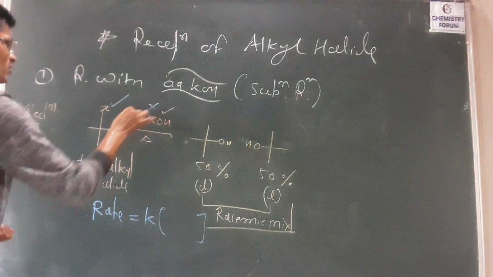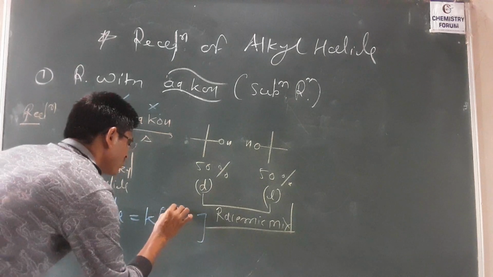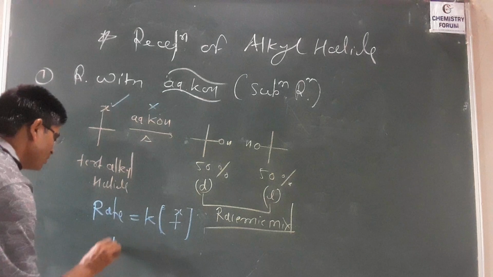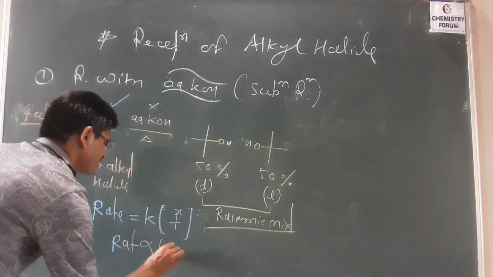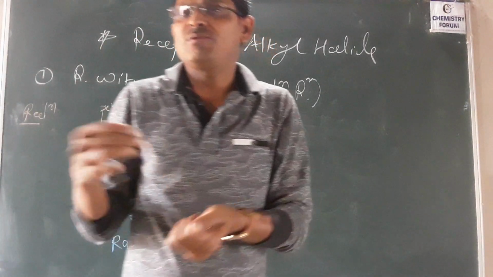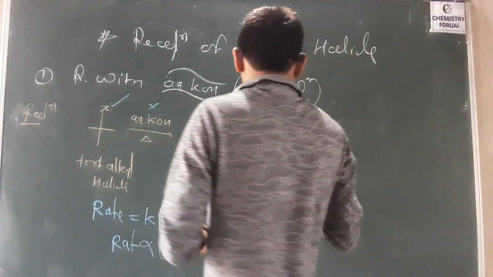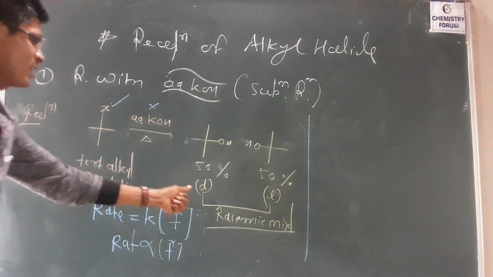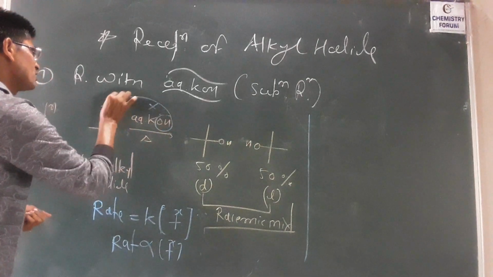Here the rate depends upon the concentration of only one reactant, only the tertiary alkyl halide. The rate is directly proportional to the tertiary alkyl halide. It may be tertiary butyl chloride or tertiary butyl bromide. So we prepared a racemic mixture.